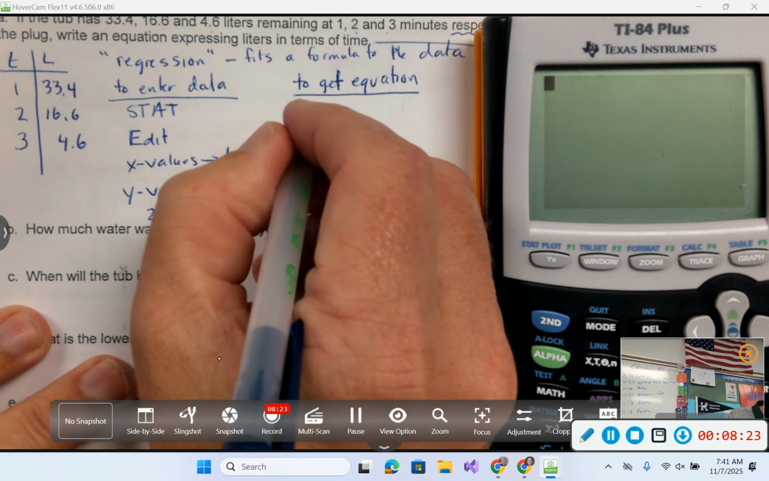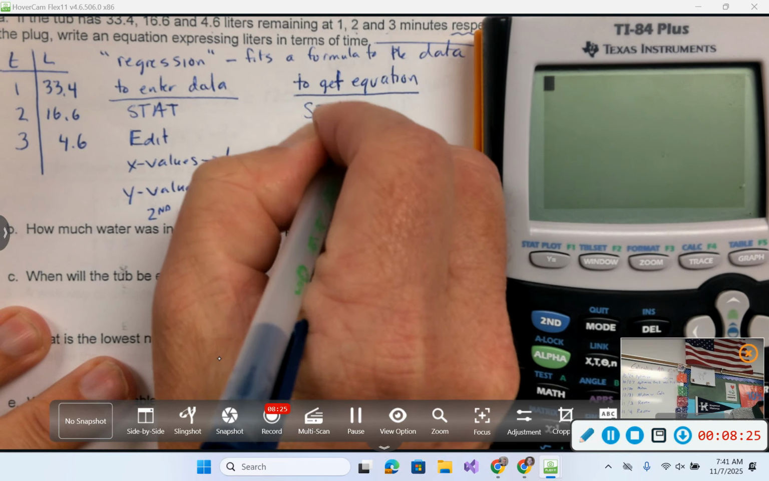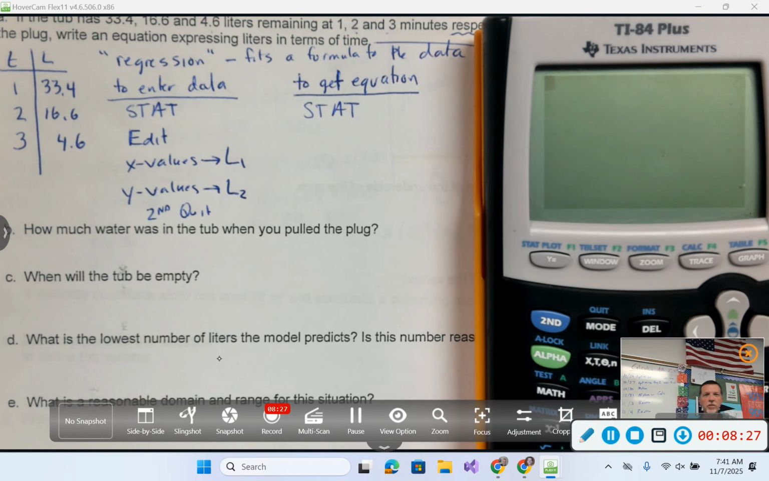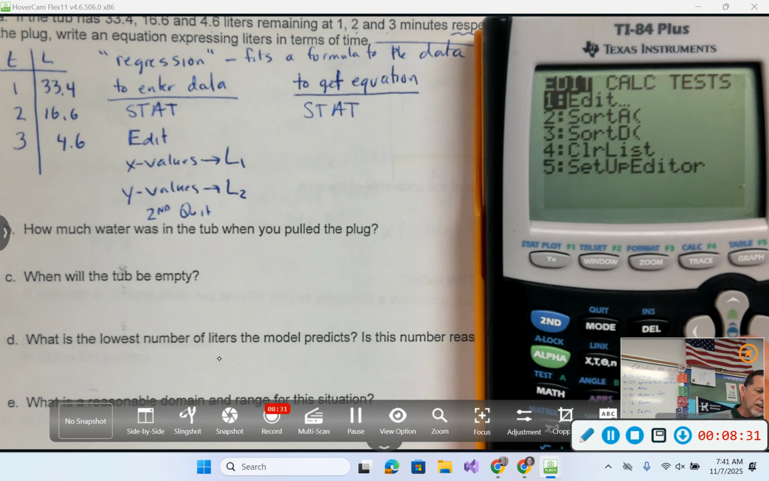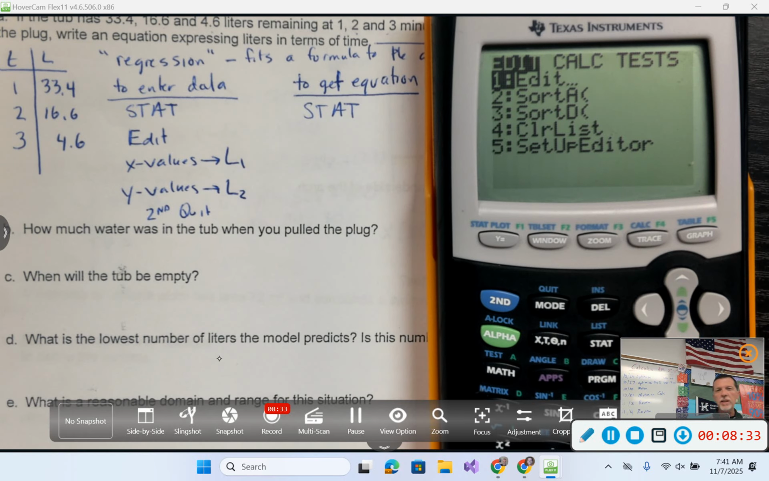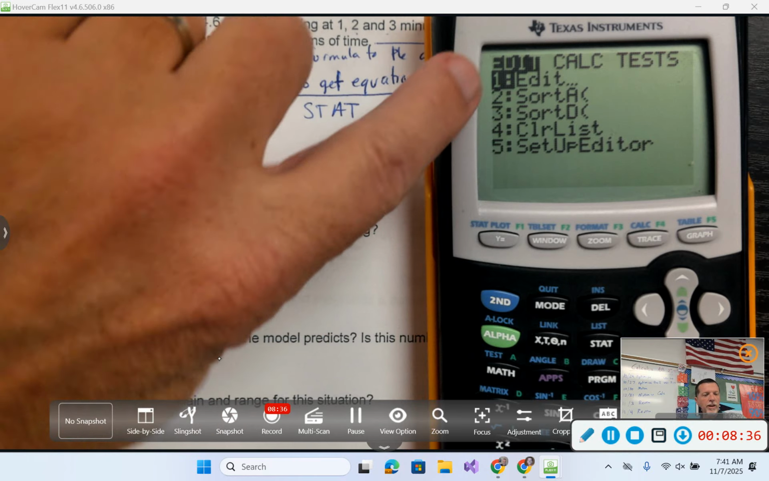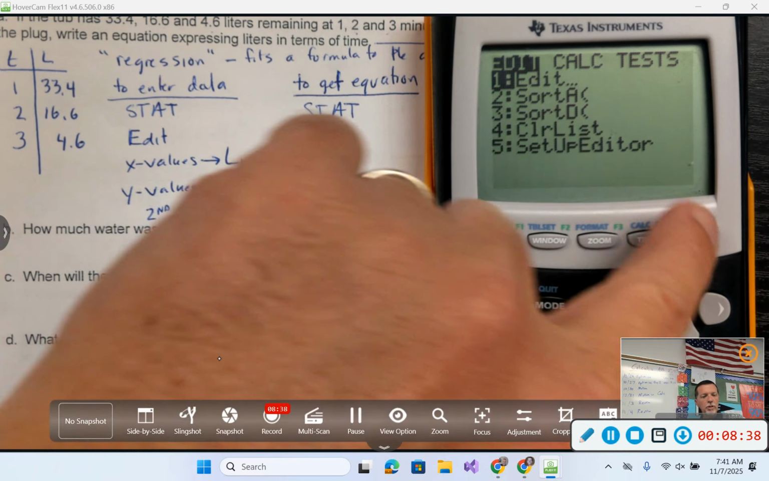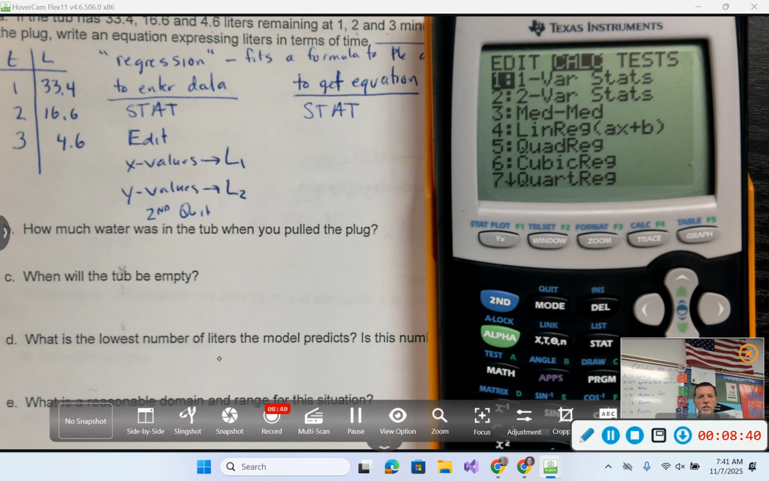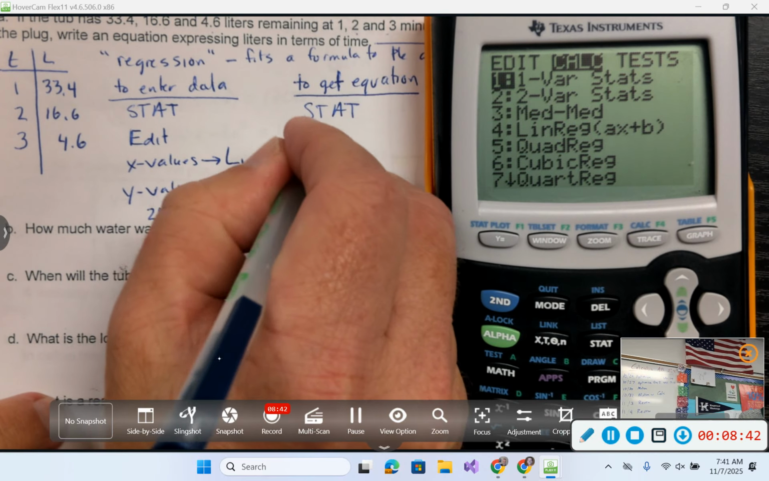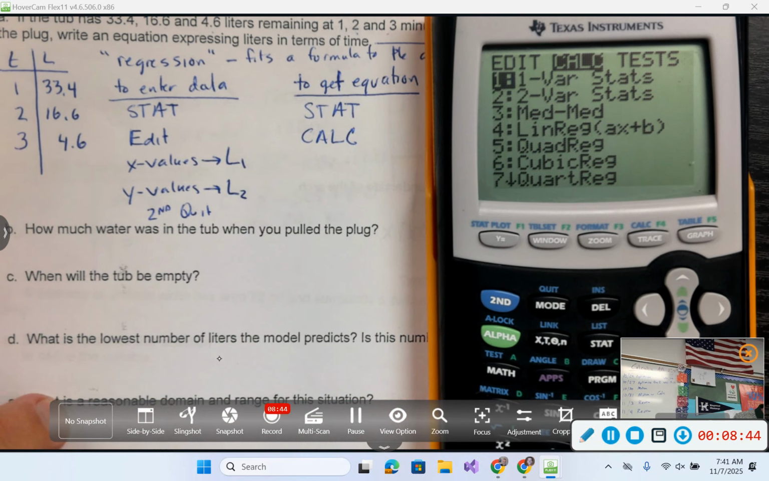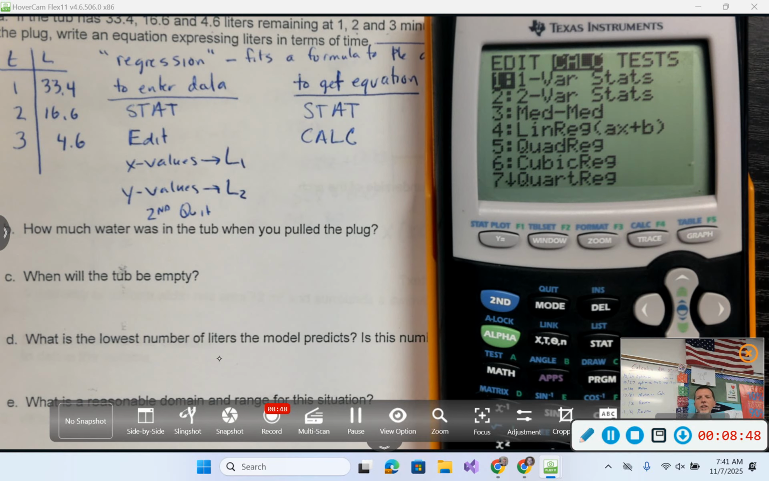Alright, to get the equation, we're going to go back to that same spot, or at least close to the same spot. We're still doing statistics stuff. So stat again. But now we want to do some calculations. We already edited our table, now we want to do some work. So go over to calc. And if you read those options, you might be able to figure out which one we want.